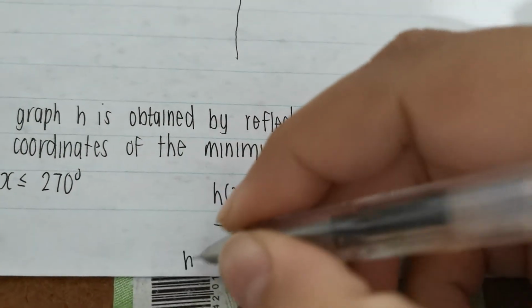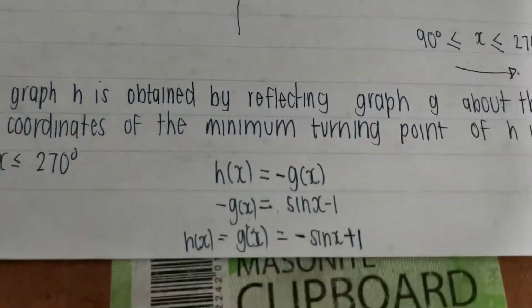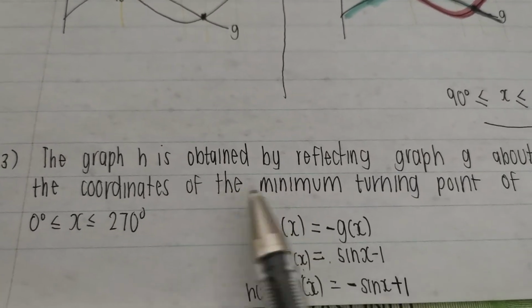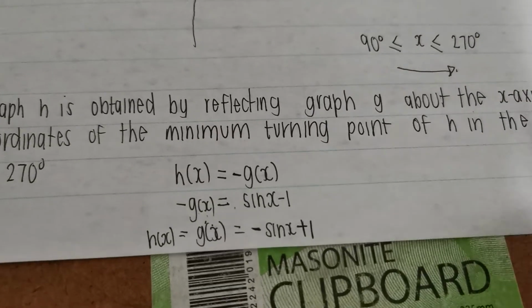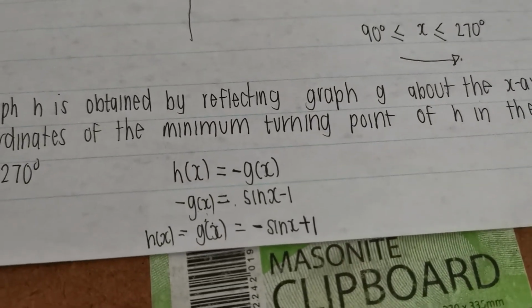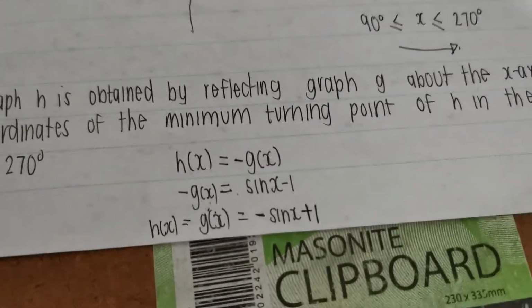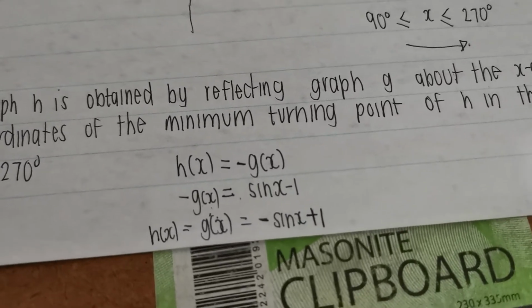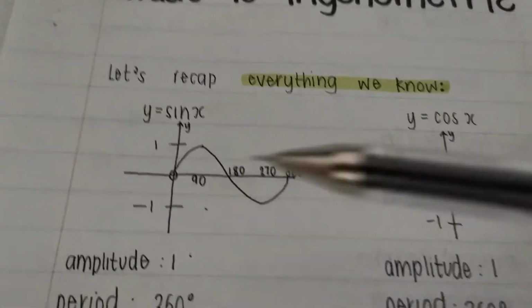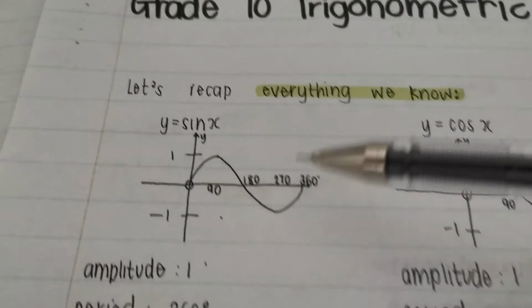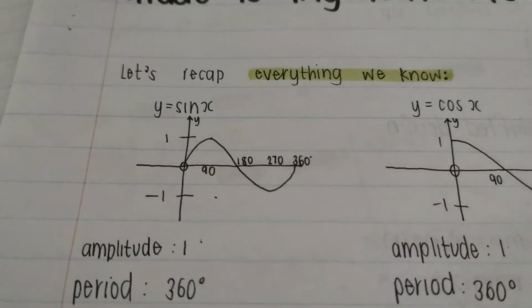Let's name it here, h of x. It wants to know what's the coordinates of the minimum turning point of H. Now, because this is a sine graph, we know that it turns. Let's go back. Where did I do all of my work? Here it is. Okay, a sine graph, we know it turns at 90 degrees and 270 degrees, isn't it?